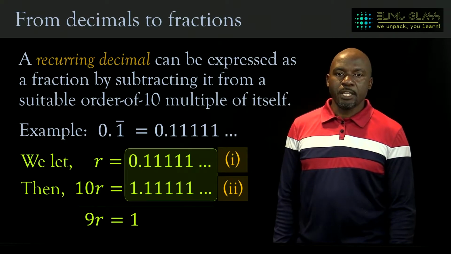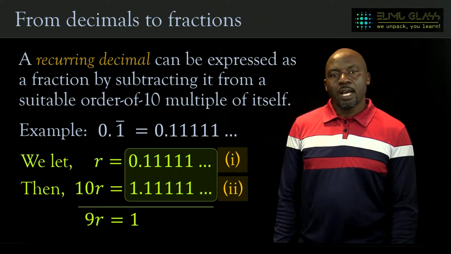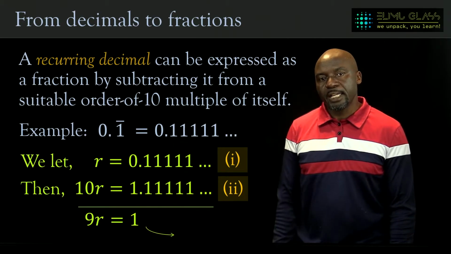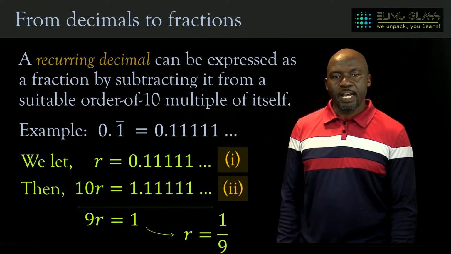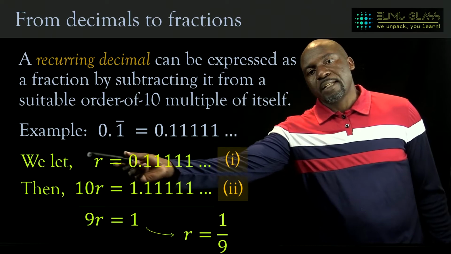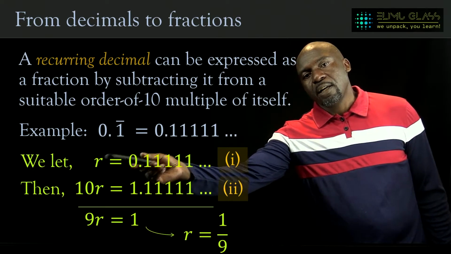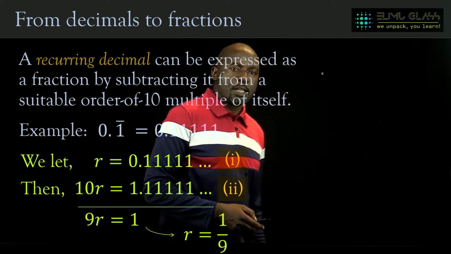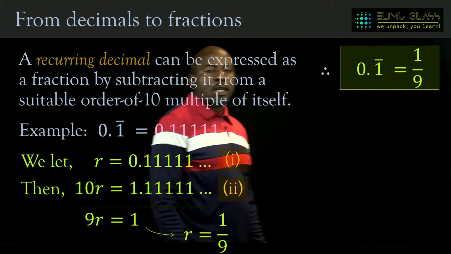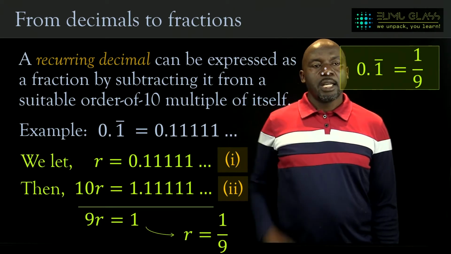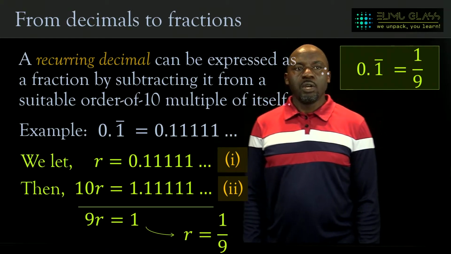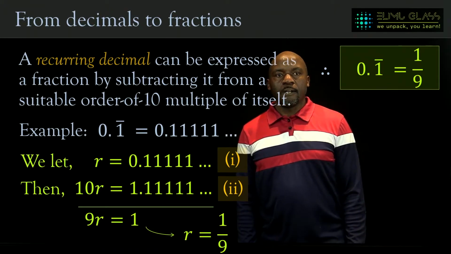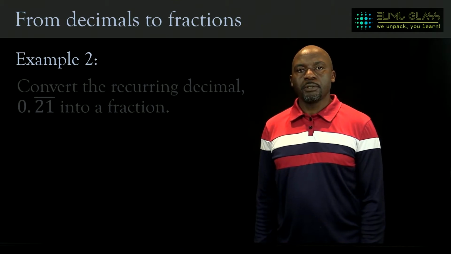That tells me 9R must be equal to 1, and if I divide both sides by 9, I get that R is 1 over 9. Remember we said we let that recurring decimal be represented by the letter R, so this tells me that the recurring decimal 0.1 with that dash on it can be expressed as 1 over 9. This is how we convert a recurring decimal into a fraction. Let's look at another one. Example 2.